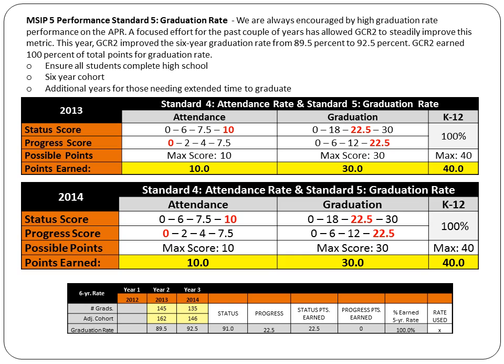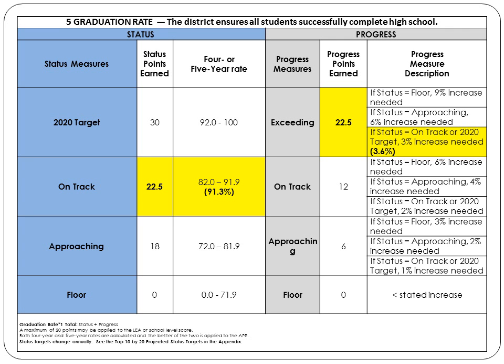Now, when you look at these numbers, and I'll show you here in a minute, we received 22.5 points for status and 22.5 points for progress. Again, add those together, and it's well over our 30-point cap, so we did receive the full 30 points in that area. But what does that mean?